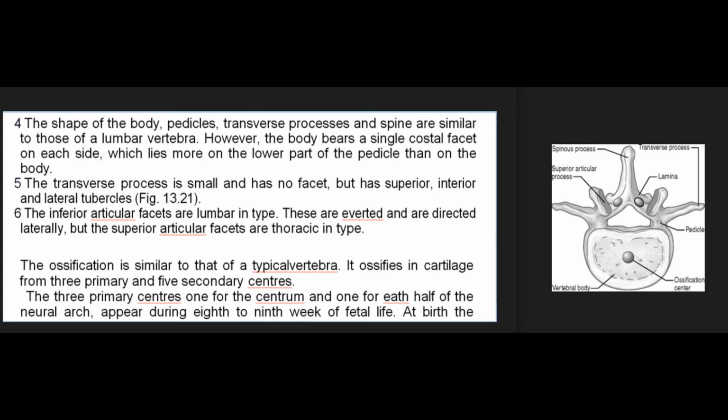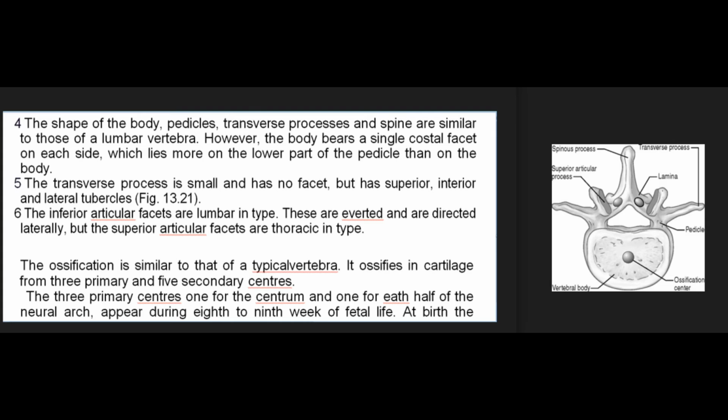5. The transverse process is small and has no facet, but has superior, inferior, and lateral tubercles. 6. The inferior articular facets are lumbar in type. These are everted and are directed laterally, but the superior articular facets are thoracic in type.